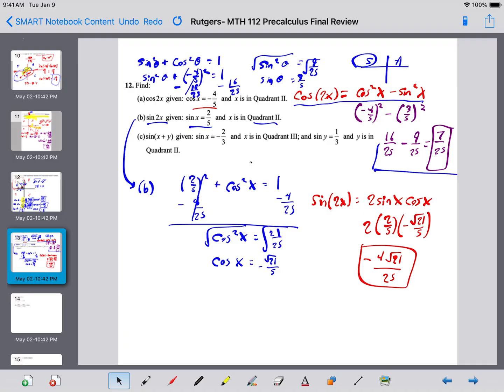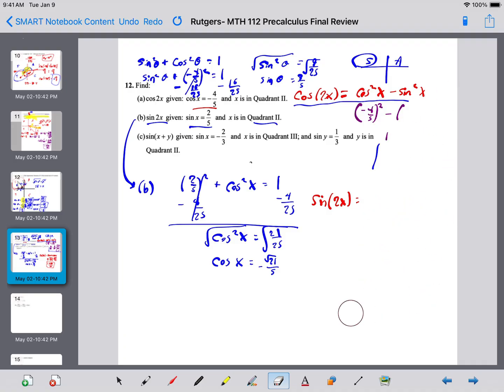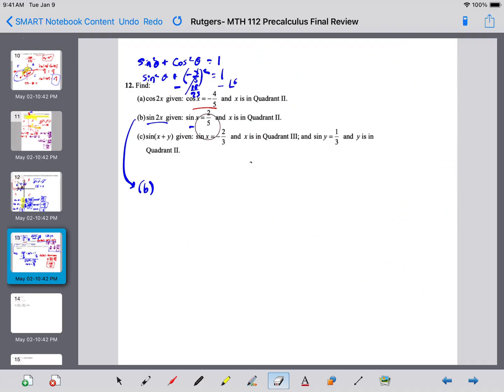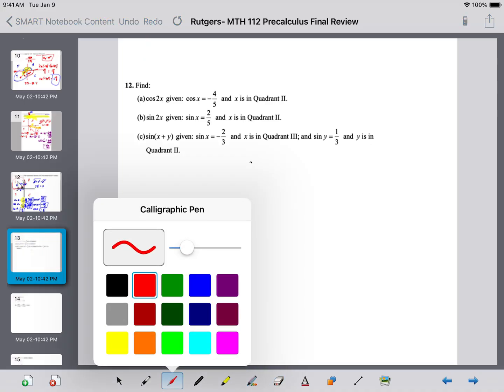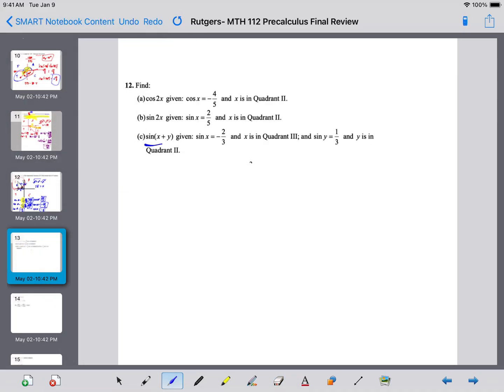Alright, and now lastly, for C, I'll erase all this so we have room. We have our sum and difference. So this is the sine sum and difference identity. So first, sine maintains the same sign, so it's a plus sign. And with sine, you have alternating trig functions, sine and cosine.